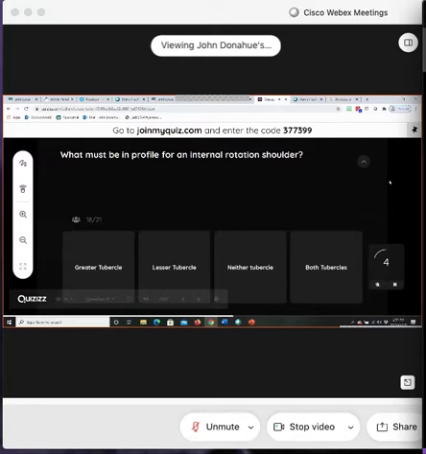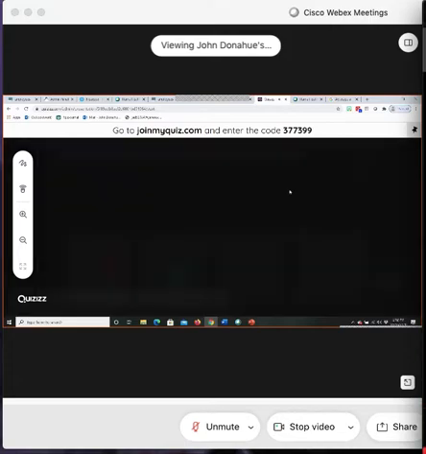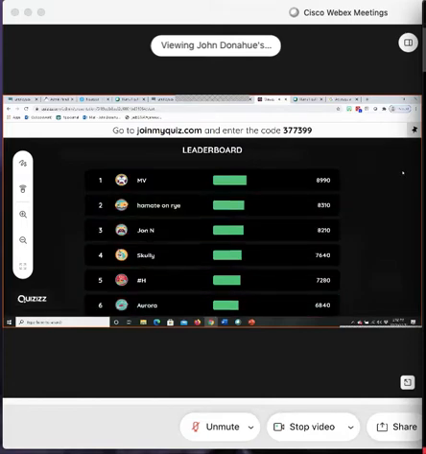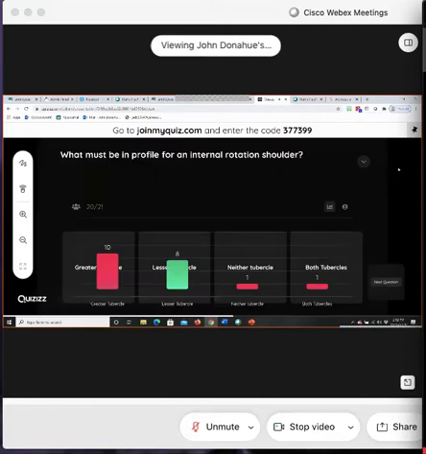It's going to be the lesser tubercle. Lesser tubercle for internal, greater tubercle for external. Ooh, hamate on rye, moving on up. So lesser tubercle, be careful on those guys.